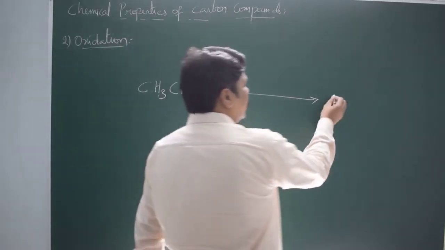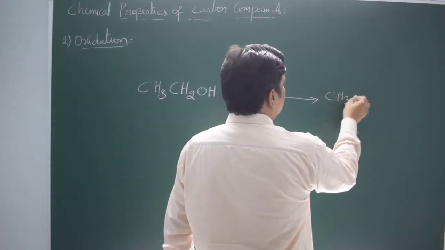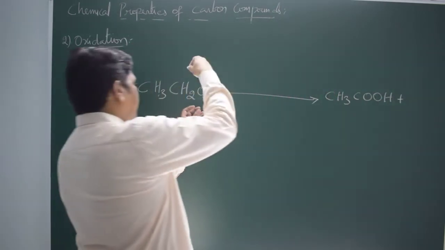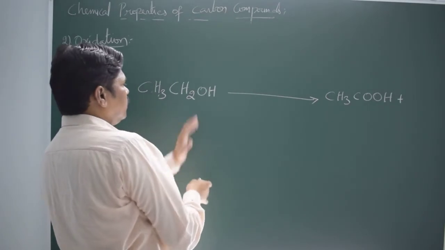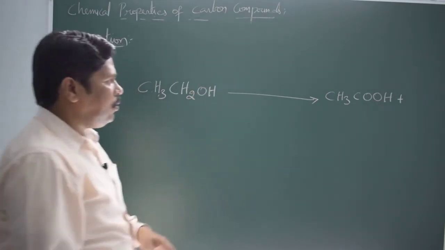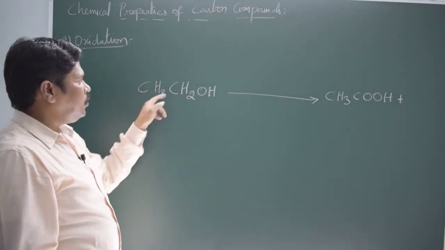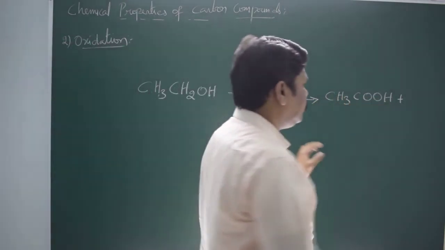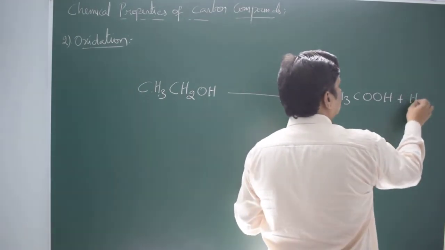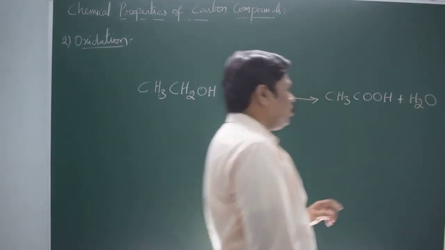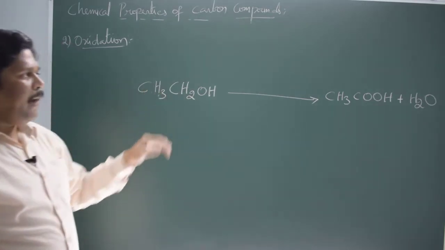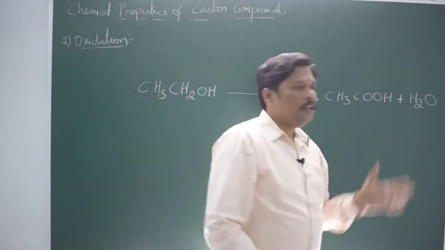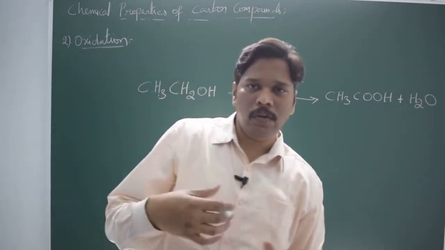So ethanoic acid is CH3COOH. Oxygen is added, CH3COOH, then we have another hydrogen atom. Count the hydrogen atoms: we have 1, 2, 3, 4, 5, 6. Here we have 1, 2, 3, 4. Then the hydrogen is oxidized to water, H2O. So it's balanced now. The hydrogen is oxidized to water and you have ethanol which is oxidized to ethanoic acid.